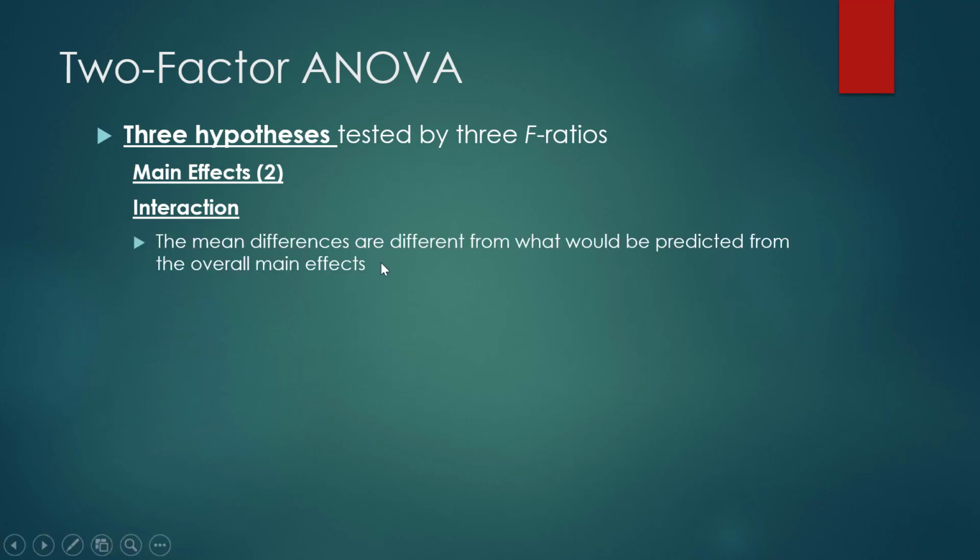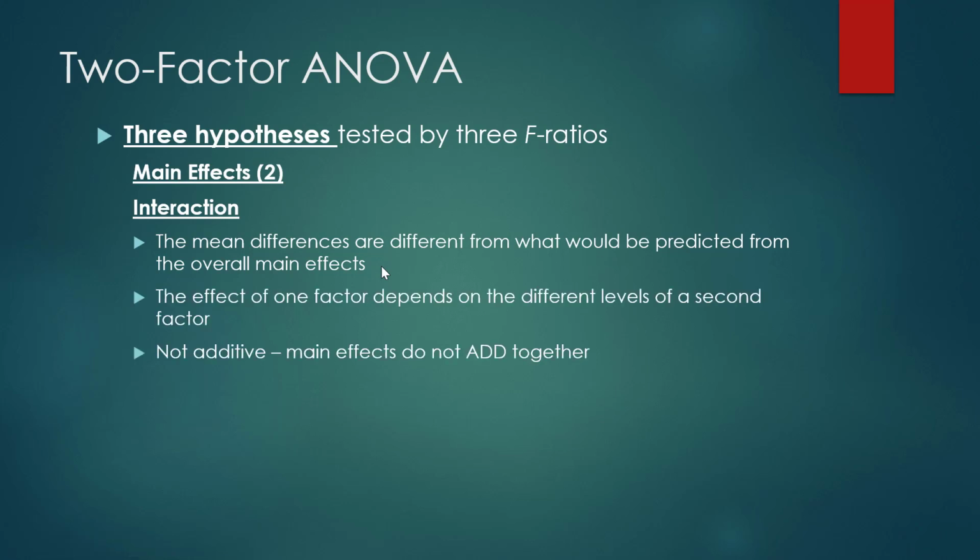So the interaction says that the mean differences are different than what would be predicted from the overall mean effects. In other words, the effect of one factor depends on the different levels of a second factor. So that they're not additive. The main effects do not add together. There's some sort of dependency upon them.